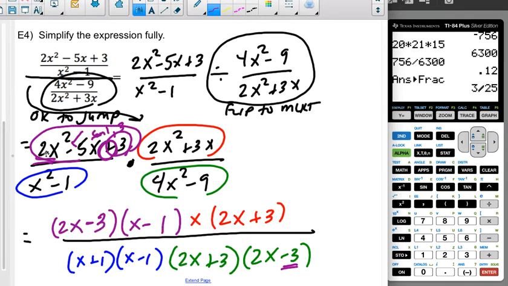My first is a 2x squared, that's right. My outer is a minus 2x and my inner is a minus 3x. Yep, there's my minus 5x, and my last is a plus 3. Notice that this x is not multiplication. It's an x like the variable x.